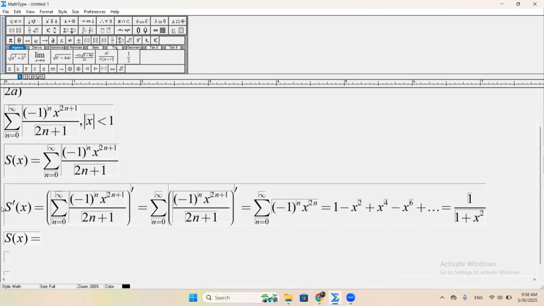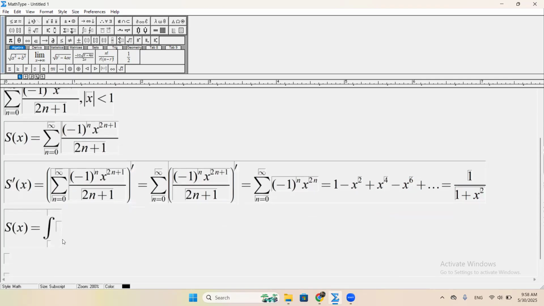Now we have to write down the sum. So we need to integrate this. How to integrate? We will again use term-by-term integration, from 0 to x. And here I will substitute t instead of x.